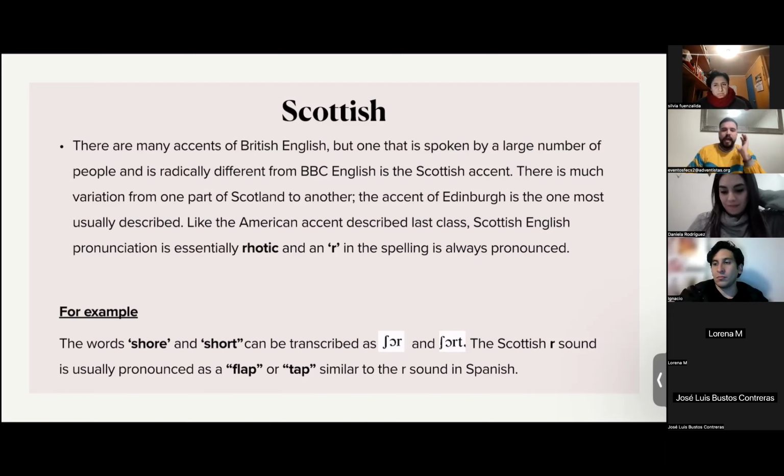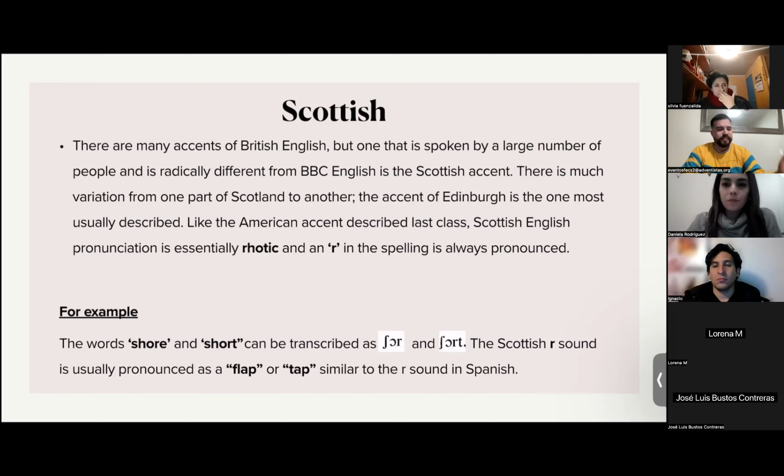That's what linguists call a flat R or a tap R, right? And it's very close to the Spanish.